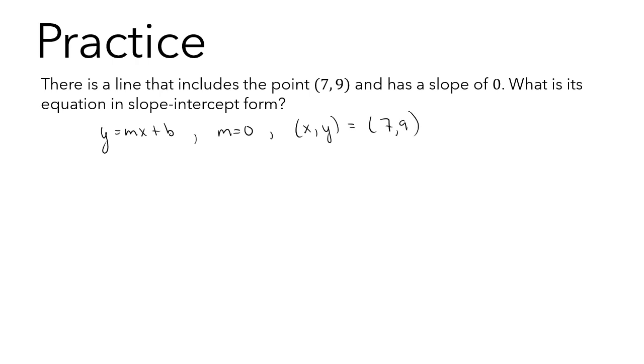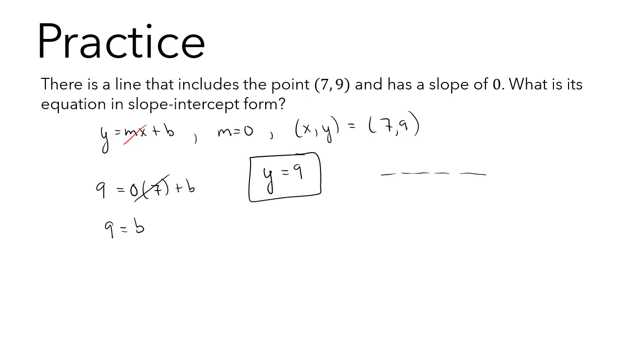So I'm going to plug in the values that I know. 9 equals slope is 0 times x, which is 7, plus b. Notice that this term is just going to cancel, because 0 times anything is 0. So I find right away that 9 is b. Well, if the slope is 0, I actually don't have to write this term at all. So my answer is going to just be y equals 9. That is a horizontal line at the value y equals 9.